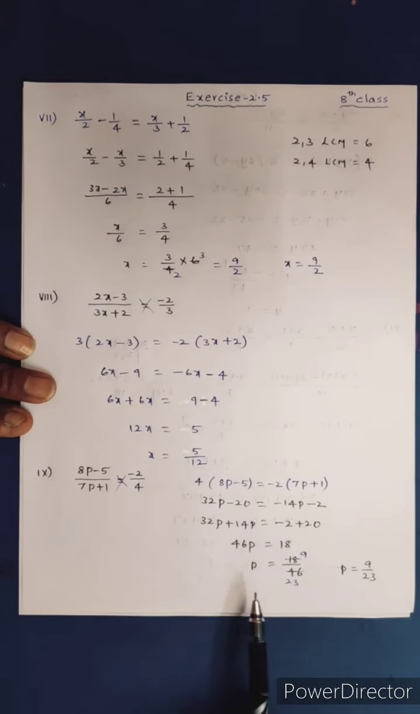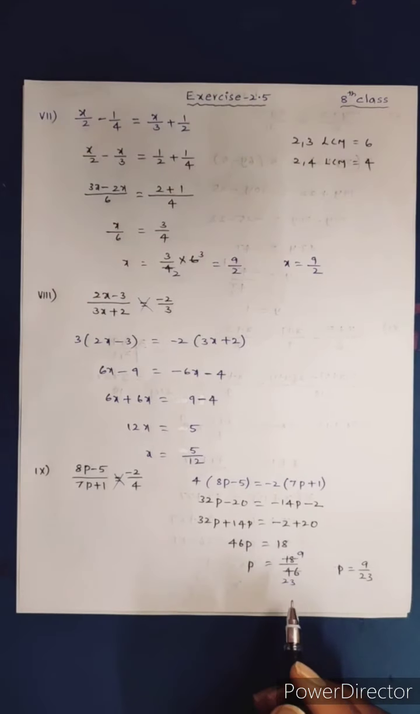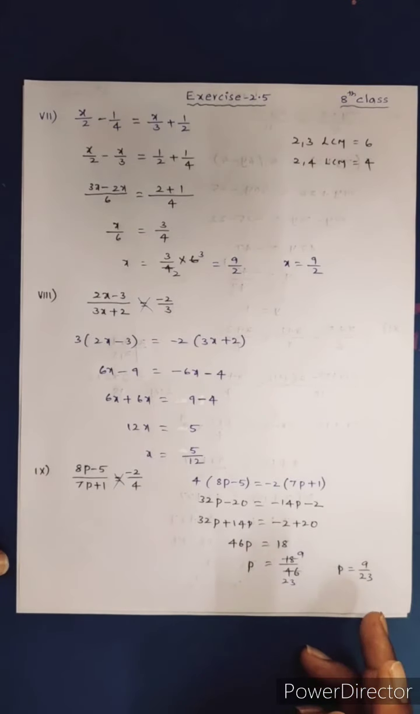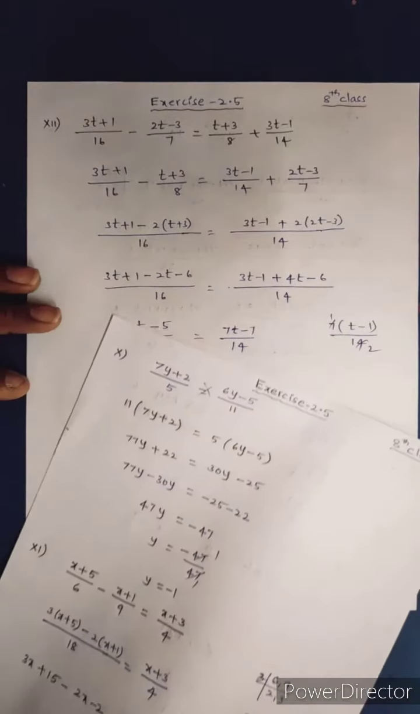p is equal to 18. p is equal to 18 by 46. 2 9s are 18, 2 2s are 4, 2 3s are 6. The value of p gives 9 by 23. Next, the 8th, 9th, 10th problems.